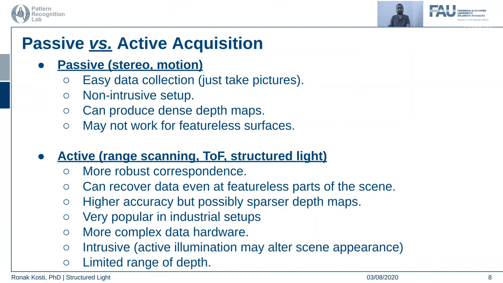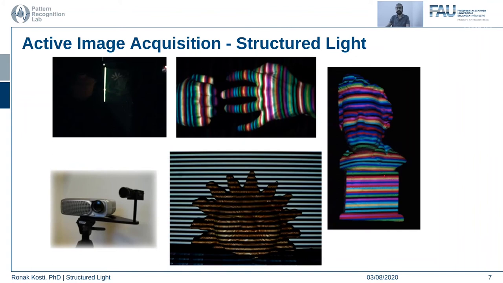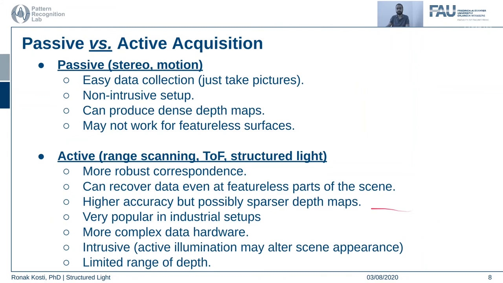Whereas the depth maps could be sparser. The reason is that these patterns are not so highly resolved, and it is possible that the camera you're using has a higher resolution than the patterns you're projecting. Because of this, it is not possible to generate denser depth maps. The point is that the patterns you generate cannot have higher frequencies than your image capturing device, for practical reasons.